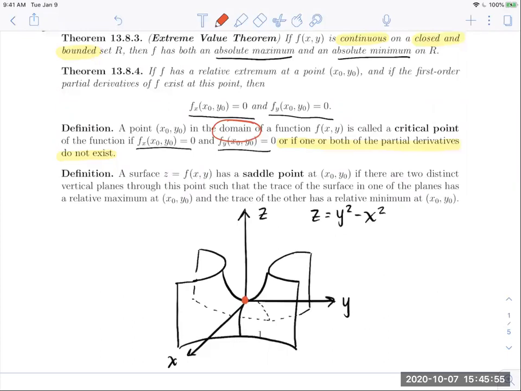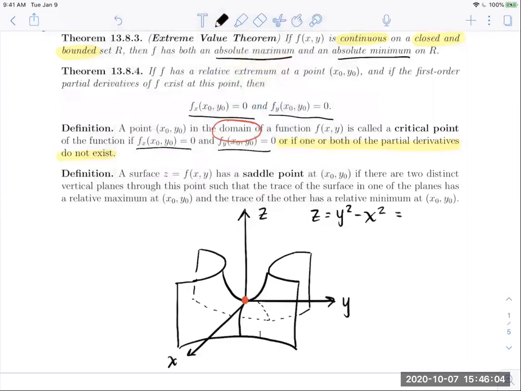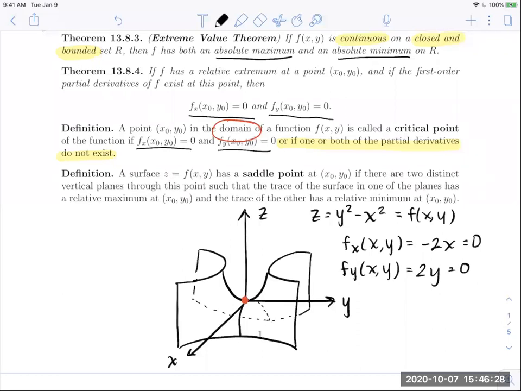So first of all, we can notice that this is going to be a critical point. And we can do that because if we call this the function f of x, y, notice that the partial with respect to x of this function is negative 2x, and the partial with respect to y of this function is 2y. If I set both of these equations simultaneously equal to 0, we conclude that both x and y need to equal 0. So what that tells me is (0, 0, 0) is a critical point, which I'll just write as CP. All right, so definitely it's a critical point.